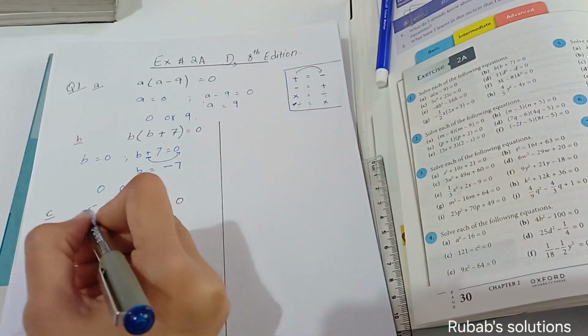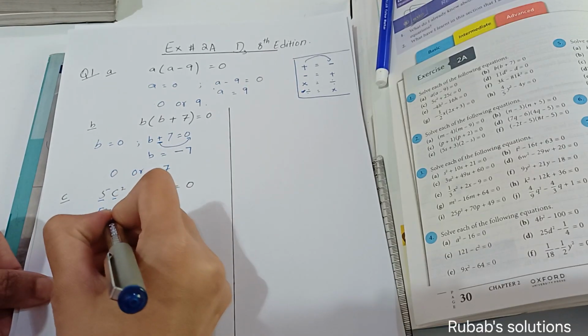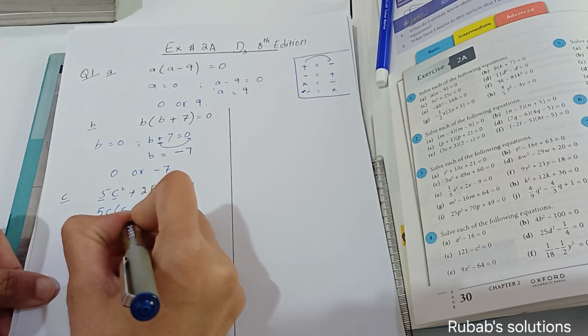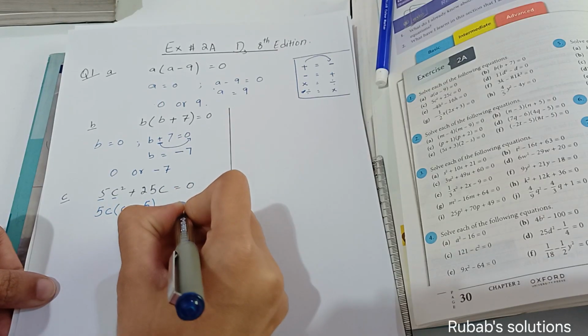So how can we factorize? Can I take common 5 and c as well? So 5c I will take common, so the remaining part over here is c, and because 5 5s are 25, so this is my answer.